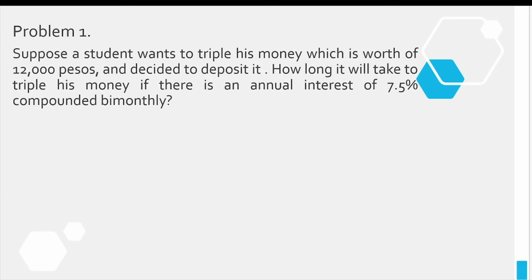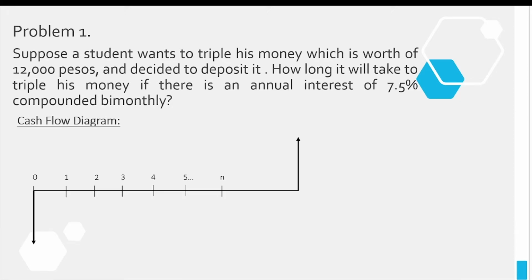So the problem number 1 is, suppose a student wants to triple his money, which is worth 12,000 pesos, and decided to deposit it. How long will it take to triple his money if there's an annual interest of 7.5% compounded monthly? So let's begin by drawing a cash flow diagram.